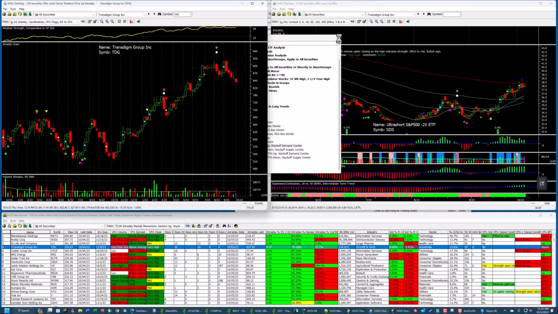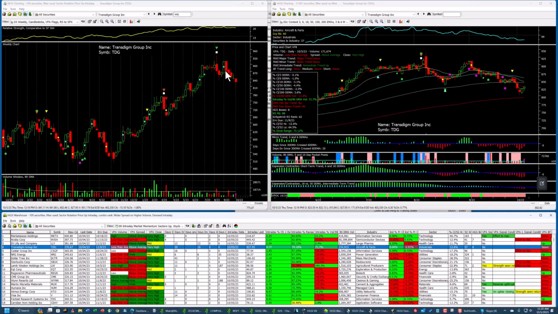Let's just take a look at it. First of all, I look over here at the weekly. I can see it's been going down for several weeks in a row, which is not good, but we're starting to see some buying interest.